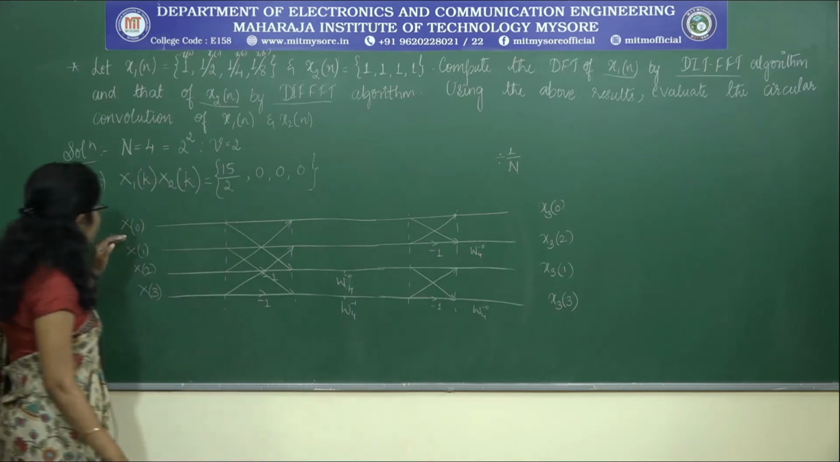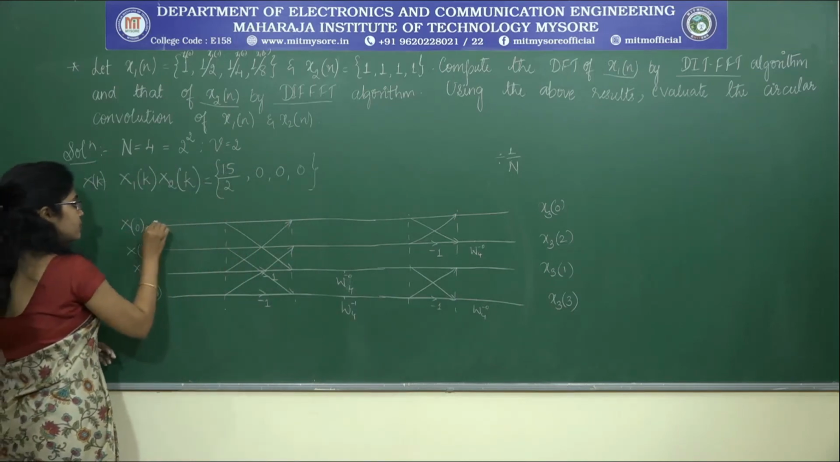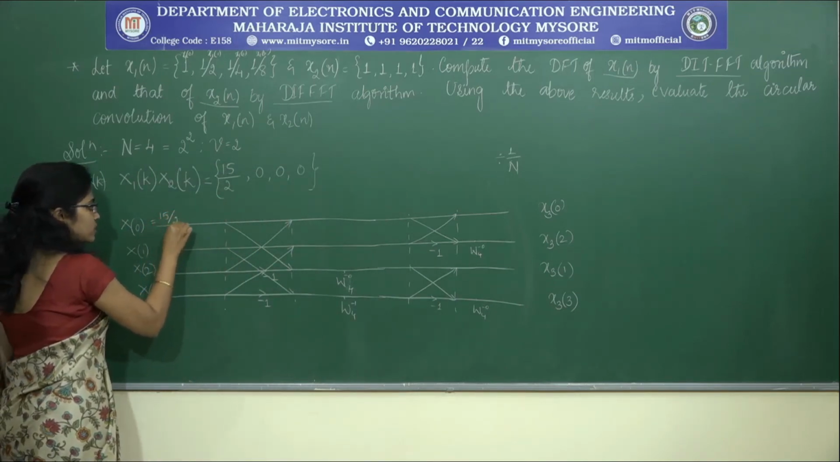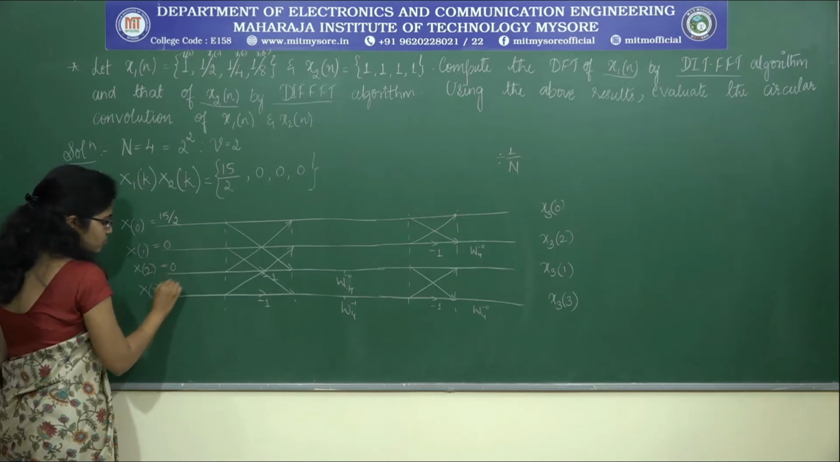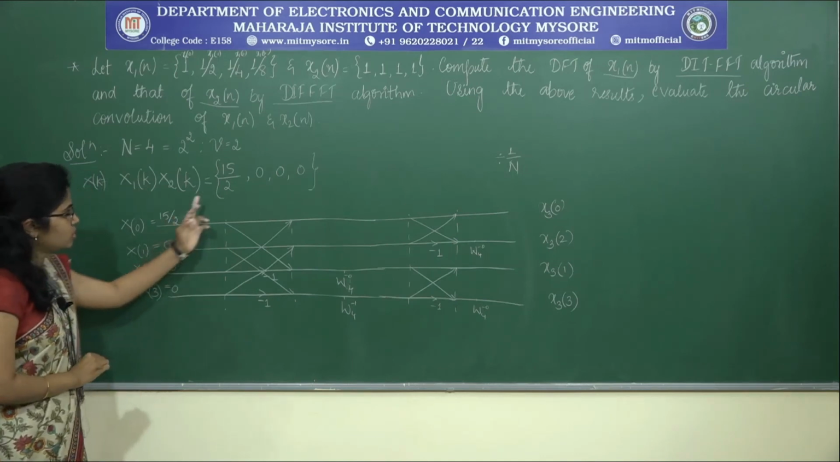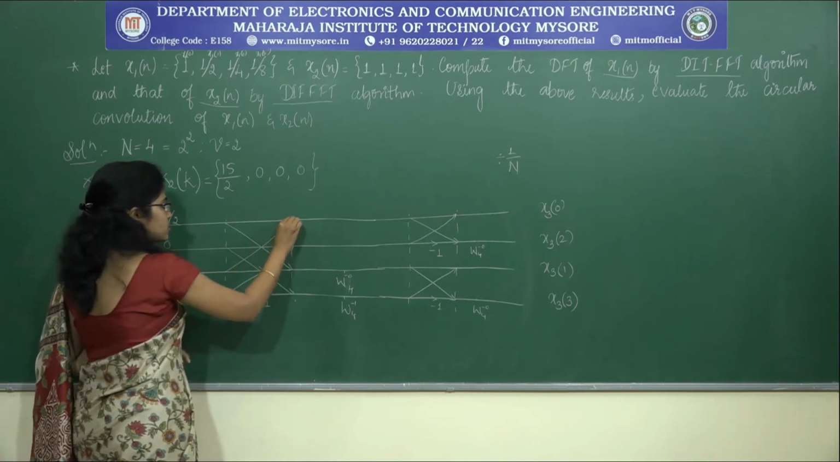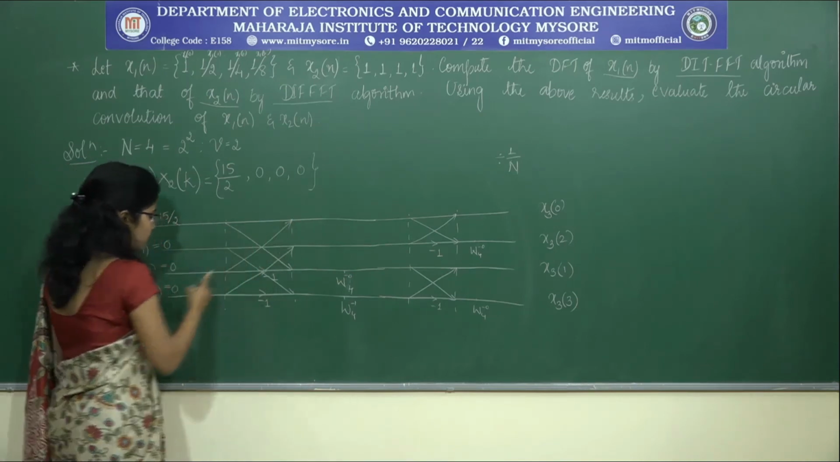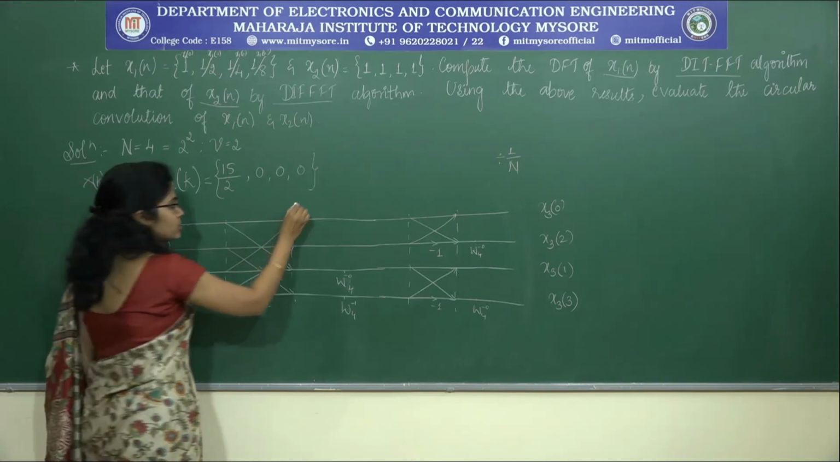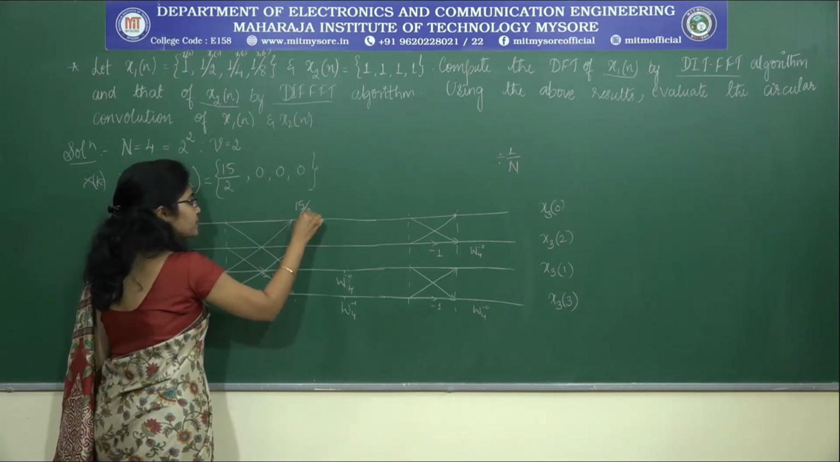Okay. So what is x of 0? So it is 15 by 2. X of 1 is 0, x of 2 is 0, x of 3 is 0. The same sequence I have tabulated it here. So what is the output at this point? 15 by 2 is coming here. The other input is 0, which gives us 15 by 2 only.